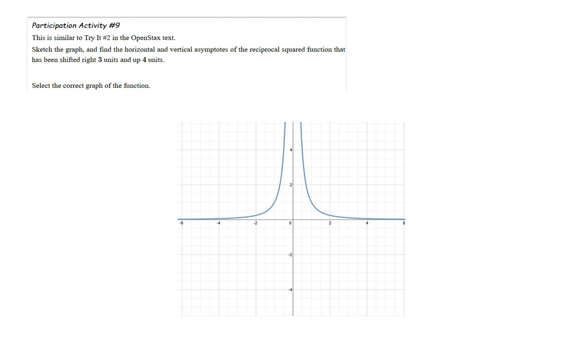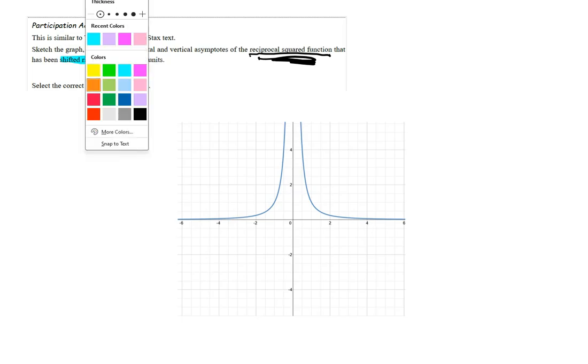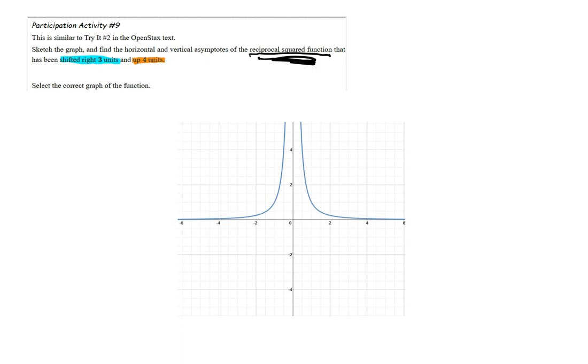Okay, on this problem it says sketch the graph and find the horizontal and vertical asymptotes of the reciprocal squared function that has been shifted right 3 units and up 4 units. Now, this graph that I have in front of you right here is the reciprocal squared function, but we are going to shift it to the right 3 units and then go with orange this time, up 4 units.